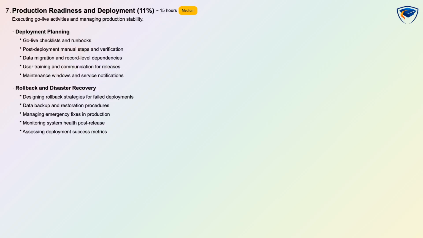Production readiness and deployment is 11%, medium, estimated at 15 hours and scenario-based. You will learn deployment planning including go-live checklists and runbooks, post-deployment verification steps, data migration strategies and record-level dependencies, user training and communications, and managing maintenance windows and service notifications.